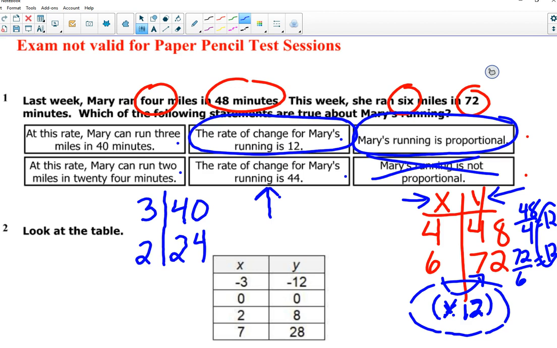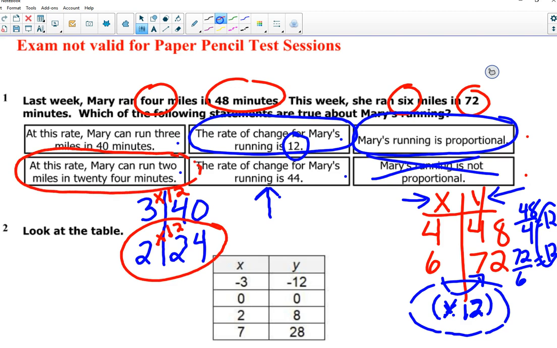Well, we know that the rate of change is 12. So which one of these, when I multiply by 12, would be right? Is 3 times 12 40? No. Is 2 times 12 24? Yes, 2 times 12 is 24, so that means the second option is correct. At this rate, she can run 2 miles in 24 minutes.